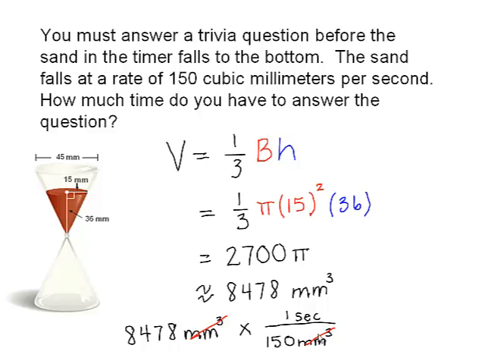So now we multiply 8,478 by 1 and divide by 150. So that gives us 56 and 5,200 seconds. So we can say that you have 56 and 5,200 seconds to answer the question.